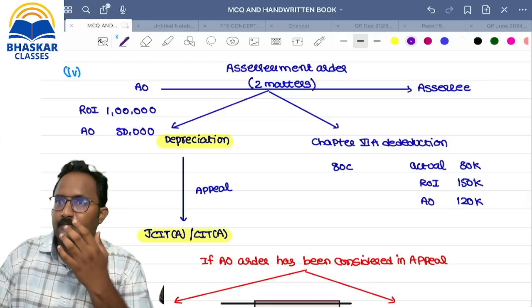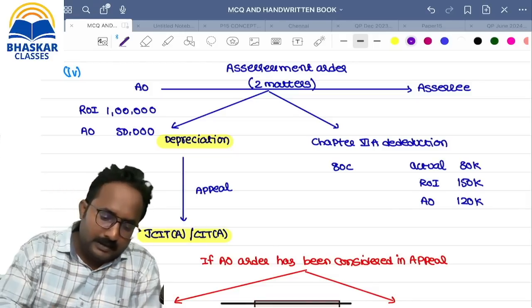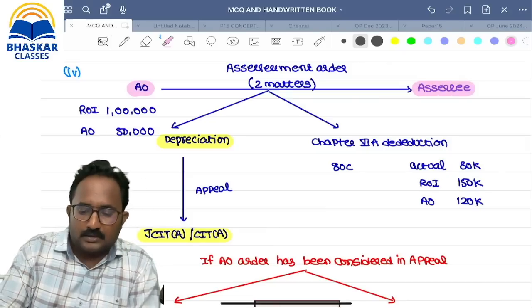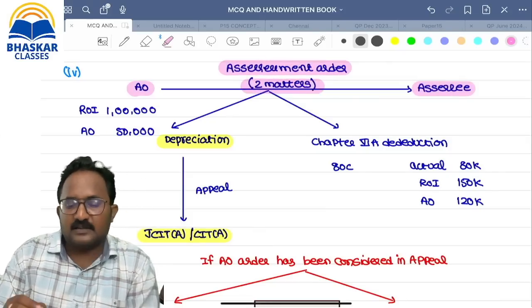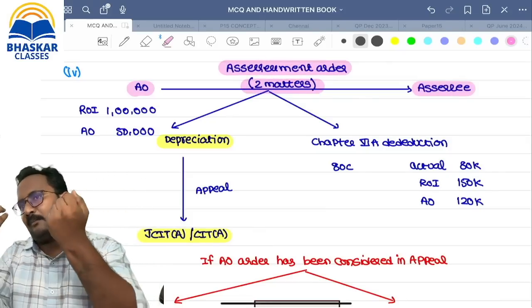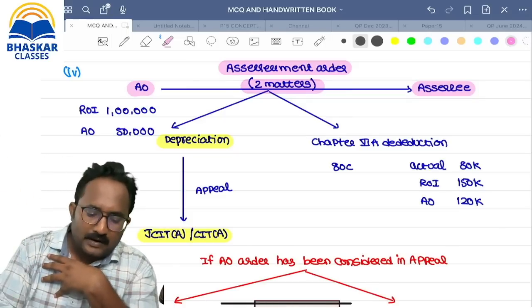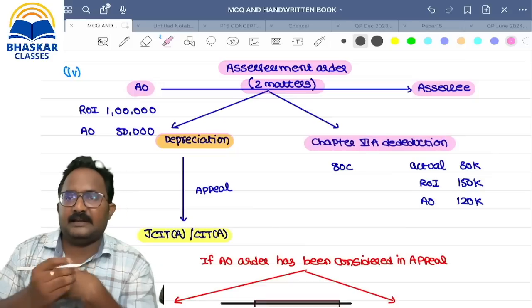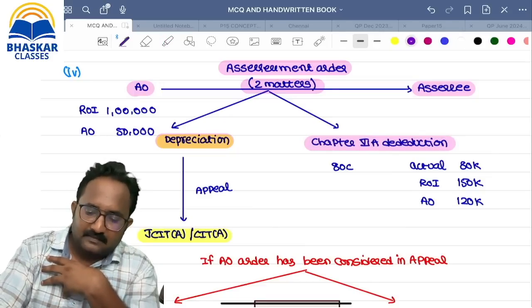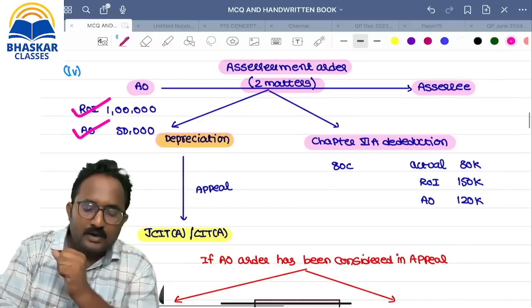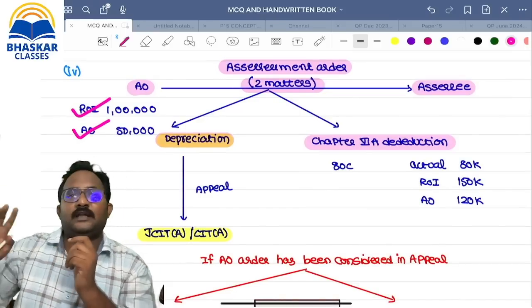Listen carefully. AO, I'm highlighting with the pink color, ma. AO gave the order to the assessee, in the assessment order he mentioned 2 matters. Practically, they can mention many matters also, but in this example, I want to take 2 matters. What are the 2 matters, ma? One is depreciation, second one is chapter 6A deduction. Example, assessee claimed depreciation in the return of income of 1 lakh, but AO gave the deduction of how much amount, ma? 50,000 only.